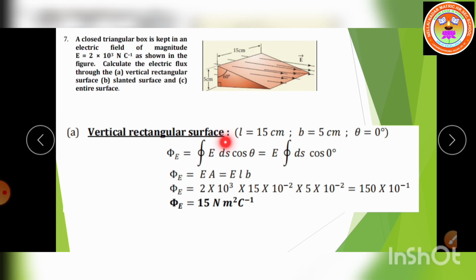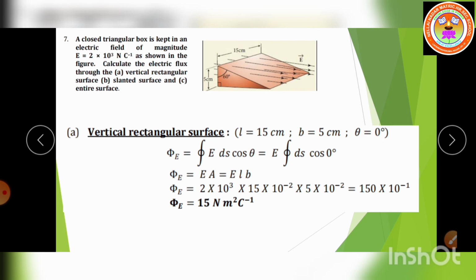In the vertical rectangular surface, the value of L, that is the length of this box, is taken as 15 centimeter, that is 15 into 10 power minus 2 meter. And the breadth we are going to take as 5 centimeter, that is 5 into 10 power minus 2 meter. Here, listen, for this vertical section, if you draw the unit vector, the unit vector and the electric field are along the same direction. So we are writing here theta is equal to 0 degree.